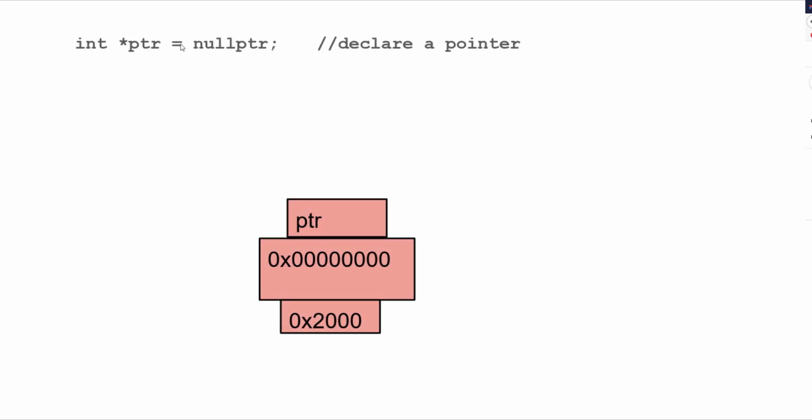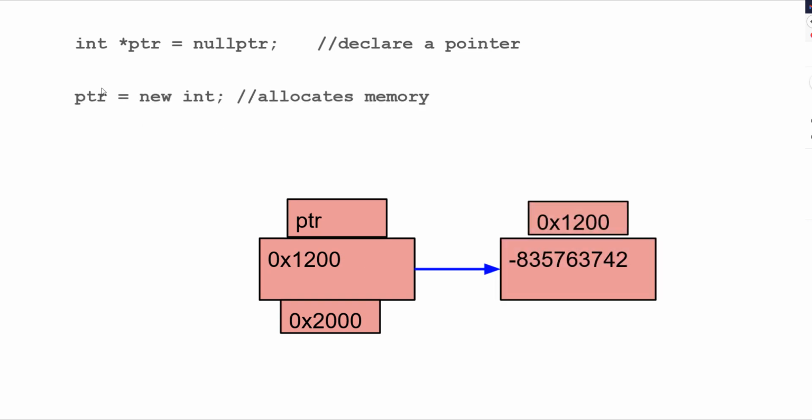Okay, so if you look at pictures, it looks like this. Int star ptr equals nullptr. Declare a pointer. Its address is 2000. It's holding an address that is null, not pointing to anything. Ptr equals new int allocates a memory. So now you have a memory with an address of 1200. That 1200 goes in here, and this has nothing in it. That's junk in it. It's not initialized, right? That's what has happened now.